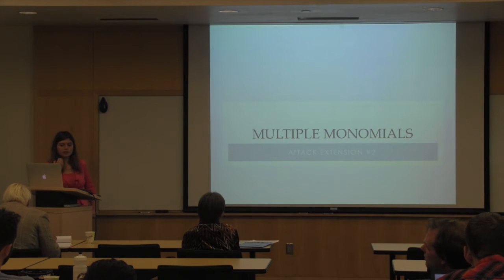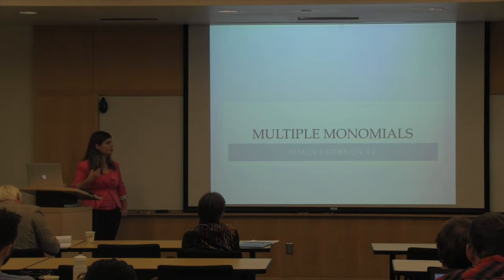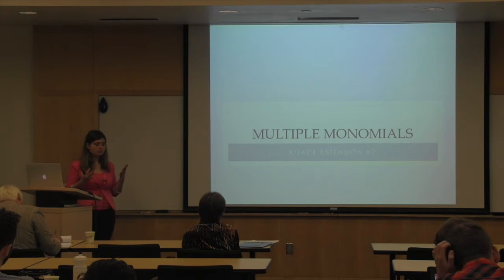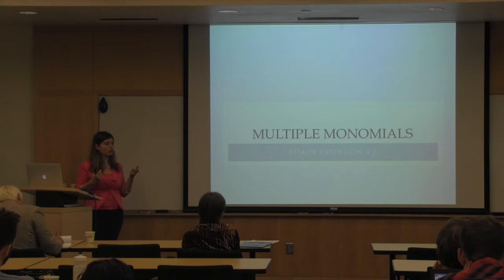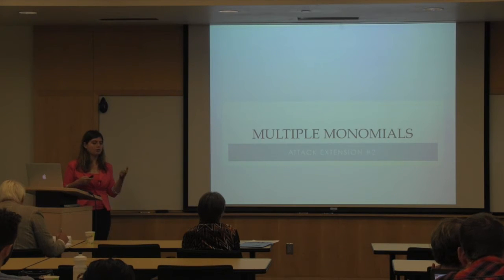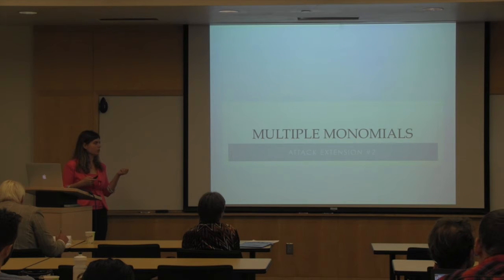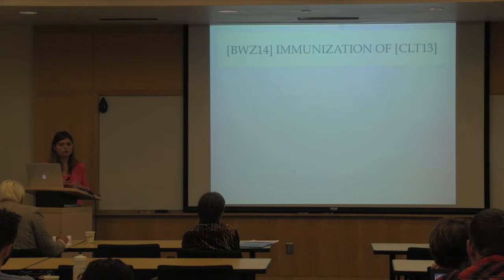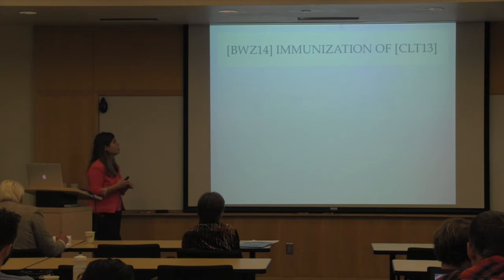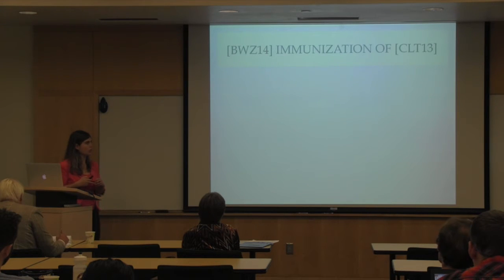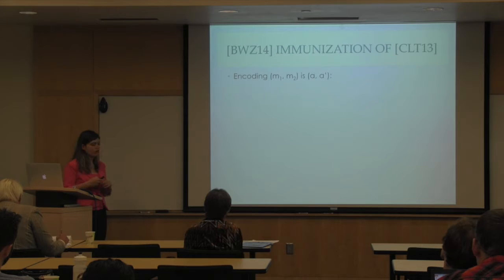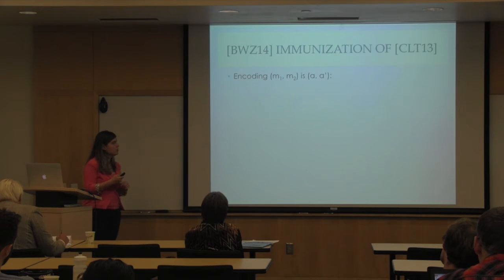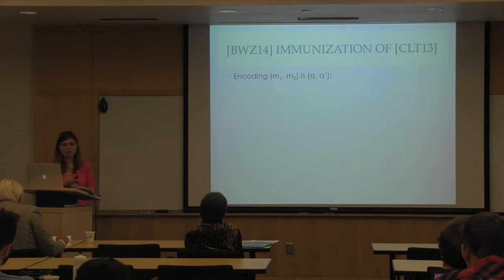So the next extension that we had was looking at the setting where we don't have only a single monomial describing the result of our zero testing. So let's look at what was motivating this attack. This attack was motivated by the extension of Boneh, Wu, and Zimmerman, which was called the immunization of CLT13. So they tried to fix the problems with CLT13, and let's see how they tried to fix the problems.